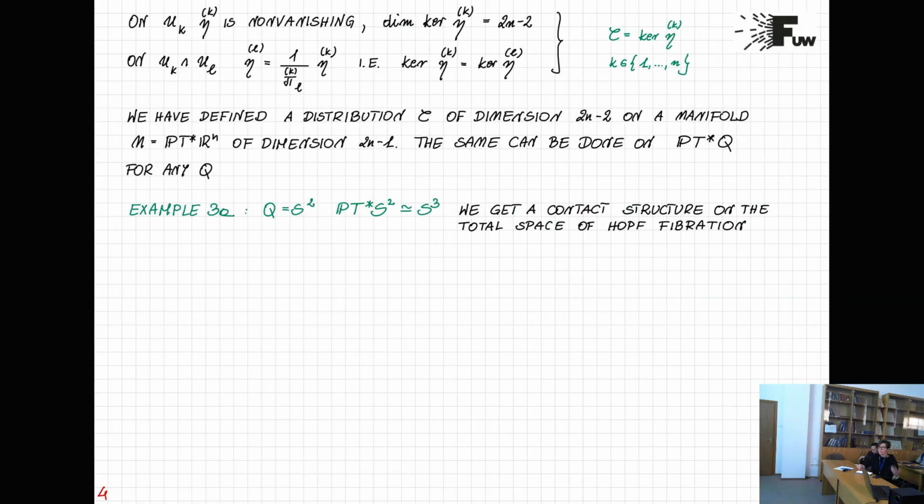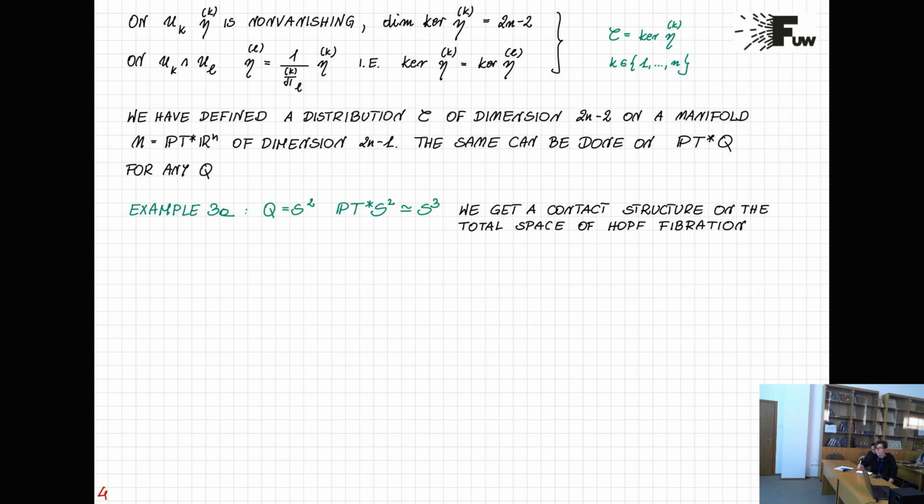As you see, this construction ideologically was simple, but it was tedious to check everything and calculate all those components. So I will be happy if we would be able to give an easier definition of this contact structure, and we will do it in a moment.